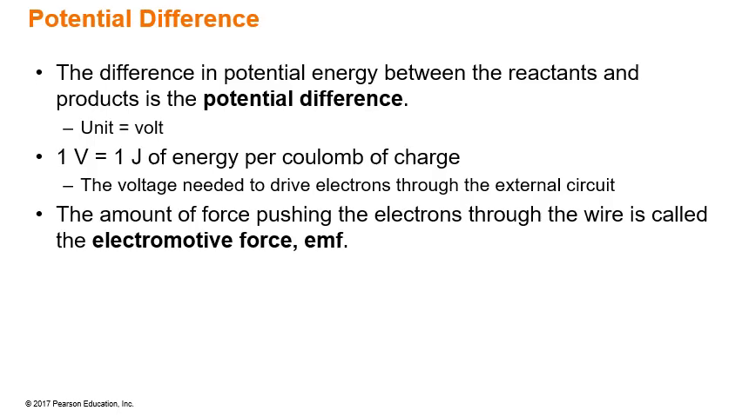We can also measure the potential difference. And this is a difference in energy between the reactants and the products. And the unit that we use in order to measure our potential difference is a volt. And so 1 volt is equal to 1 joule of energy per coulomb of charge. And this is what is referred to as the electromotive force. It's the amount of force pushing those electrons through the wire.